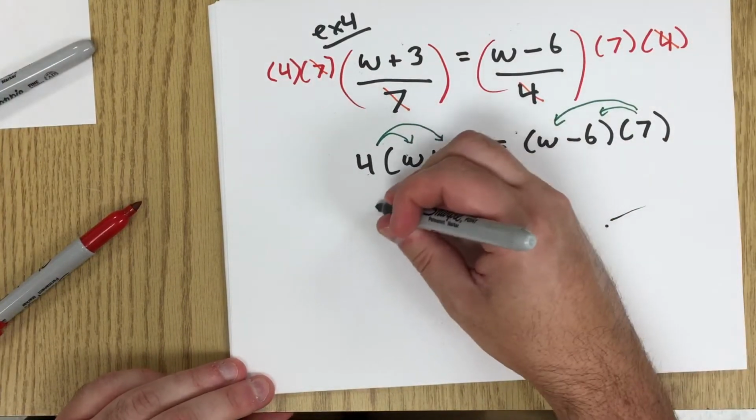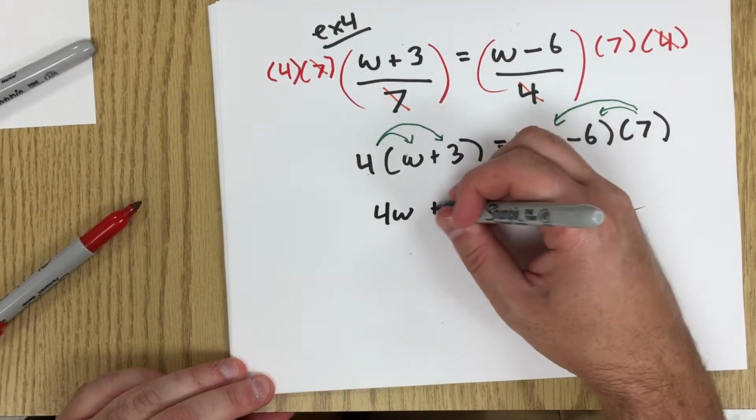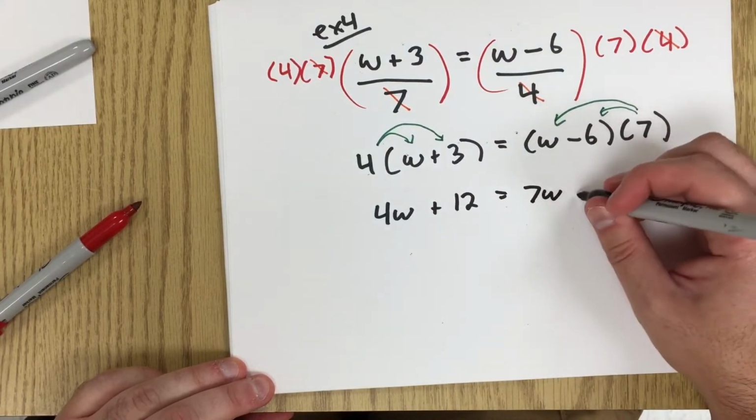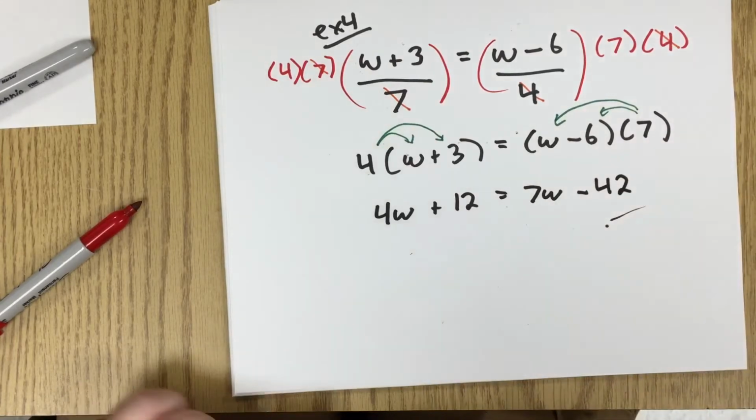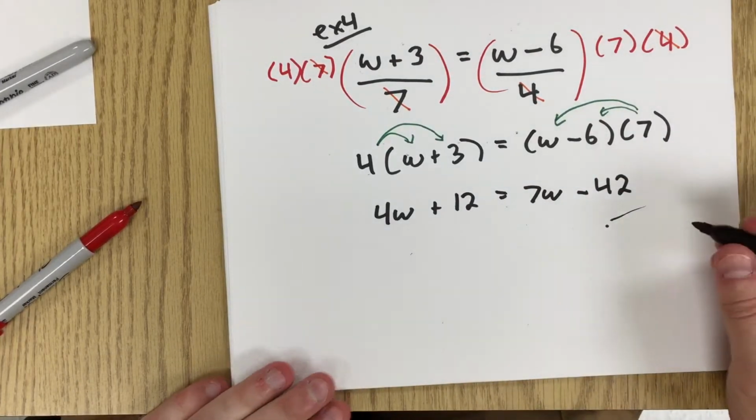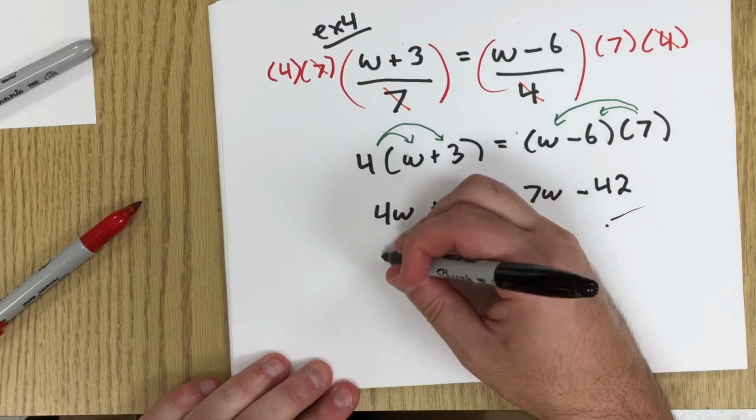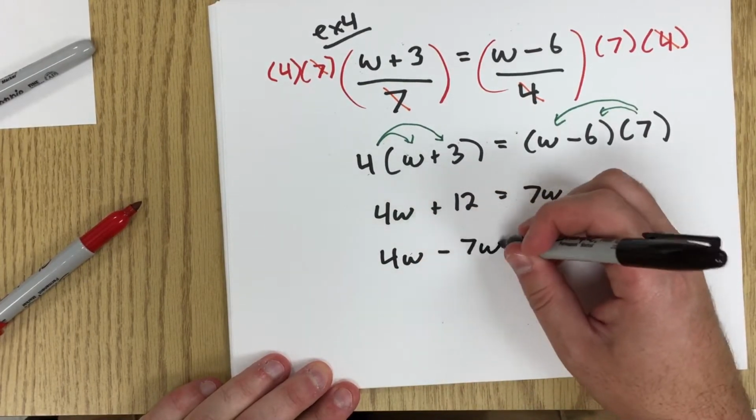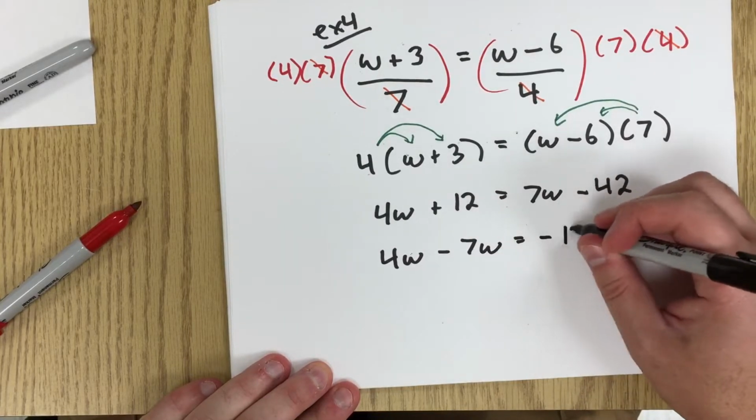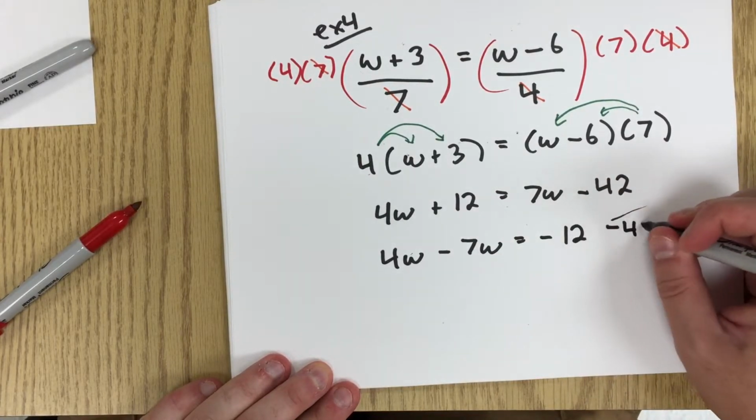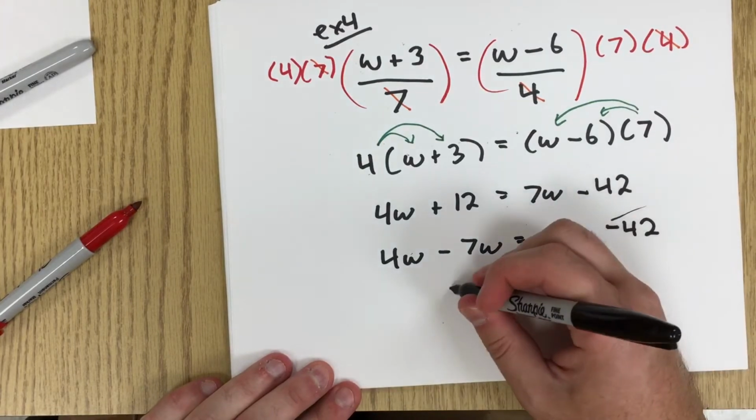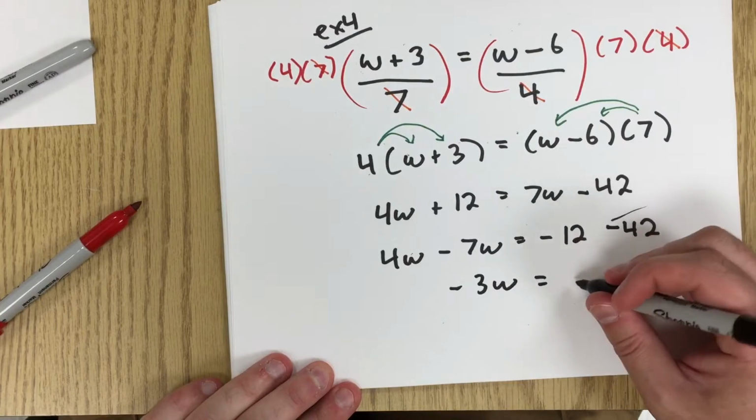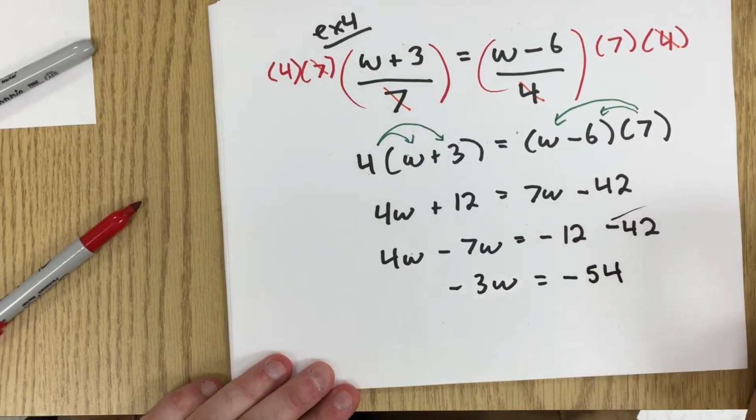So 4 times w is 4w, 4 times 3 is 12, 7 times w is 7w, 7 times negative 6 is negative 42. And now we're back to just regular multi-step algebra. I'm going to bring the w's to this side. So it's going to be 4w, 7w switches sides, becomes negative 7w. The 12 switches over and becomes minus 12. This stays as minus 42. 4 minus 7 is minus 3w. Minus 12 minus 42 is minus 54.